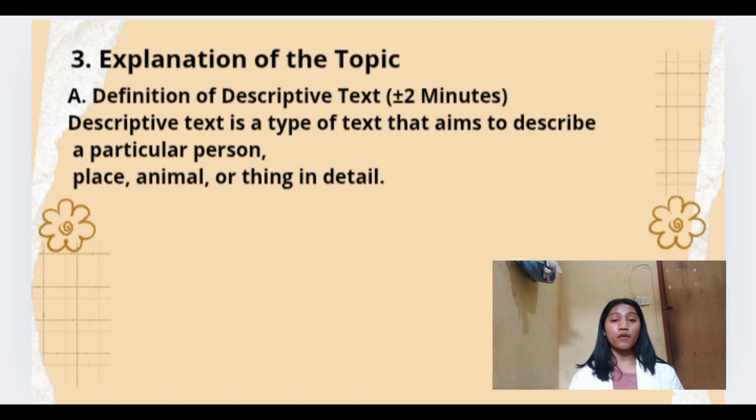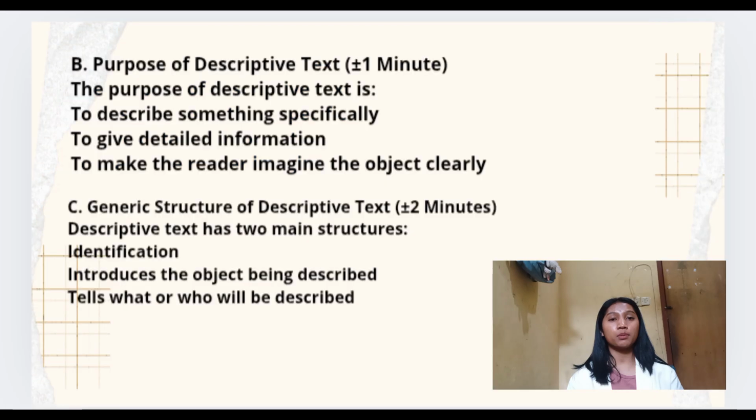And next, I will explain the purpose of descriptive text. The purpose of descriptive text is, first, to describe something specifically, second, to give detailed information, and third, to make the reader imagine the object clearly. The main purpose is to create a clear picture in the reader's mind. Through descriptive text, the writer shares detailed impressions about the object being described.